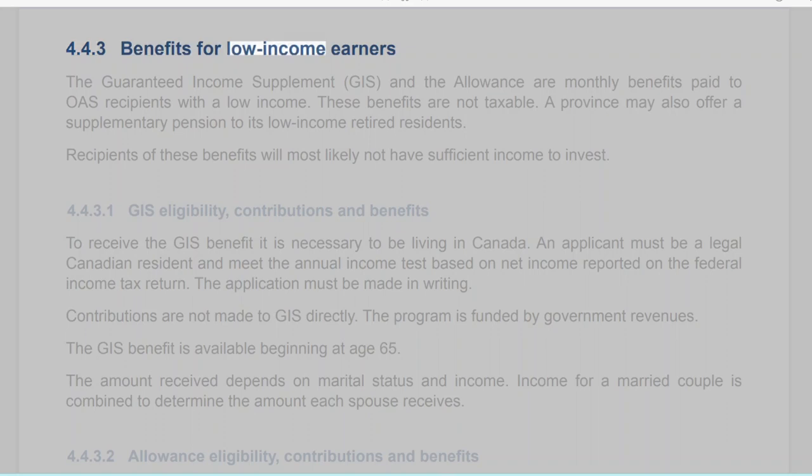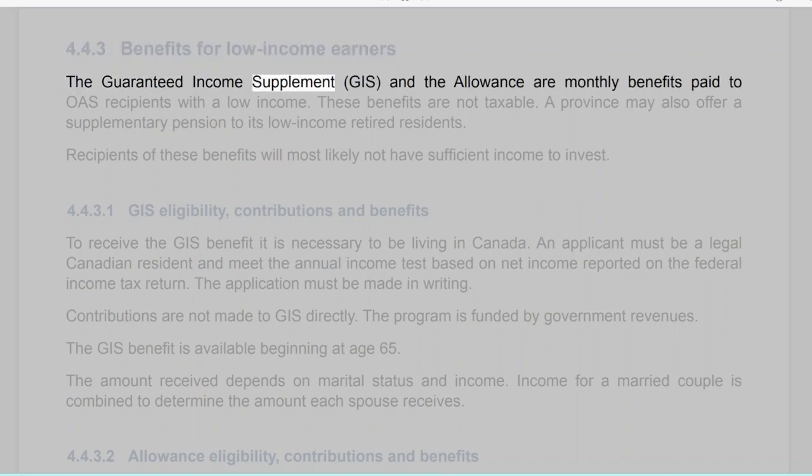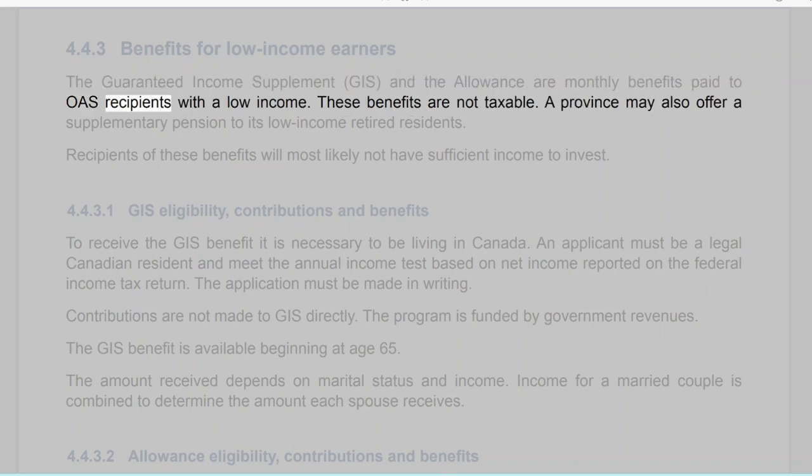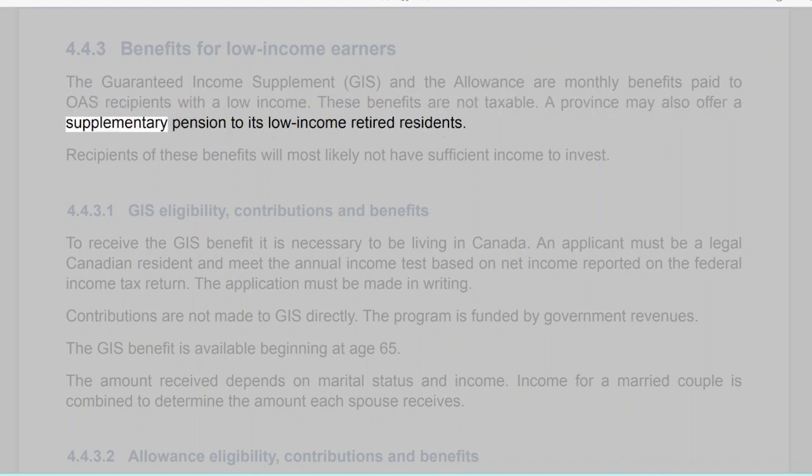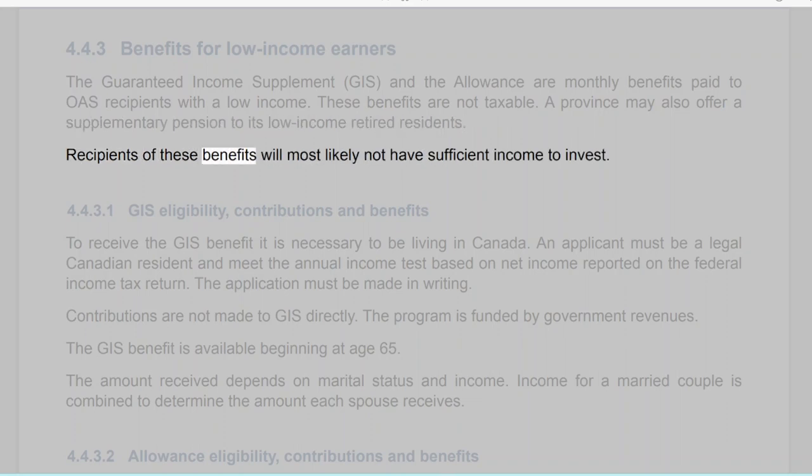4.4.3 Benefits for low-income earners. The guaranteed income supplement, GIS, and the allowance are monthly benefits paid to OAS recipients with a low income. These benefits are not taxable. A province may also offer a supplementary pension to its low-income retired residents. Recipients of these benefits will most likely not have sufficient income to invest.